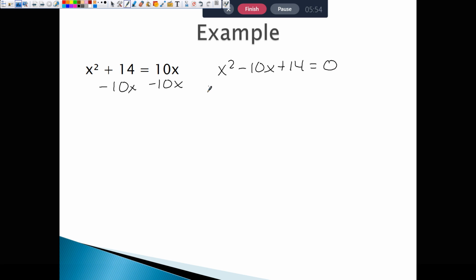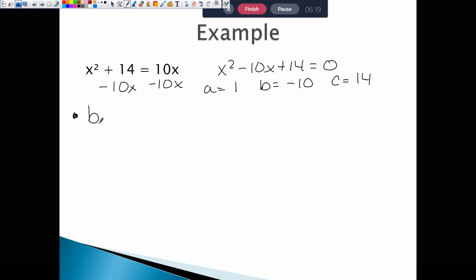So what is my A? 1. What is my B? Negative 10. What is my C? 14. Remember, A, B, C. The A goes with the x squared, the B goes with the x, and the C is the number by itself. Okay, so now I need to find my discriminant.